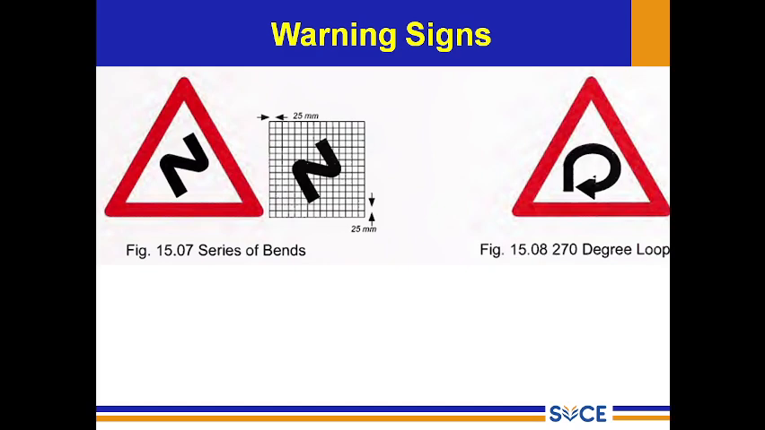Next, the series of bends. Suppose continuous bends are there in hilly areas. Continuous hairpin bends may be there, or due to agricultural lands, the road is going with several bends. For that this type of signboard is used. Similarly, a 270-degree loop is indicated by this symbol, the right hand head signboard.